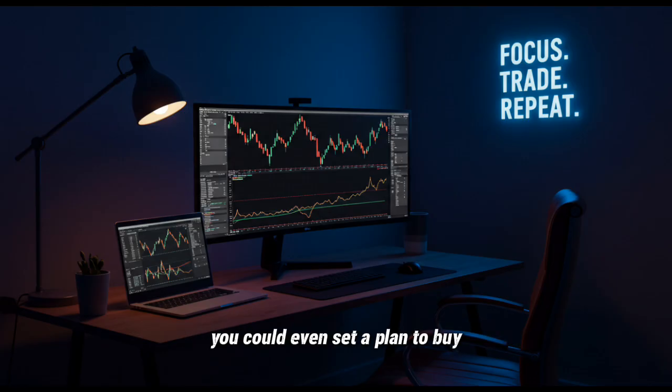You could even set a plan to buy if the price dips slightly again, snagging a better deal. Whichever you choose, make it a rule. Having a clear entry plan keeps you from second-guessing yourself when the market's moving fast.